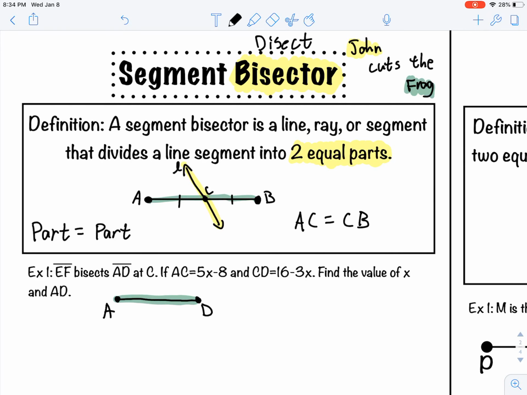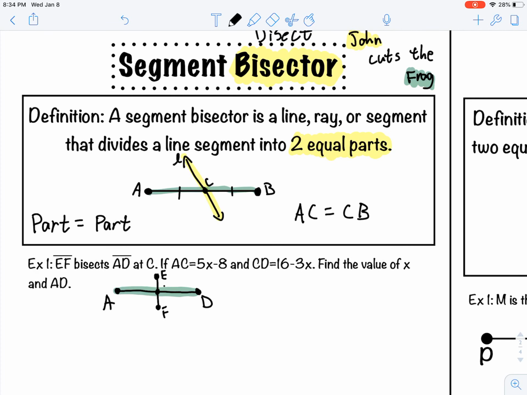So I'm going to draw another line segment going through the middle the best I can. Okay, and that is EF. And they say that it bisects it at point C. So C is in the middle there. Okay, and we do know it's in the middle because it makes two equal parts.